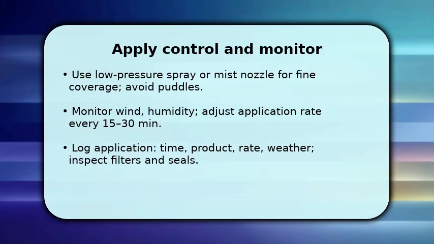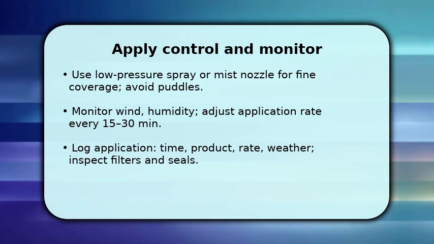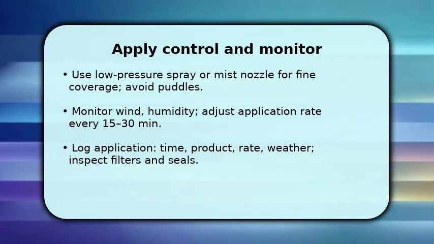You now focus on consistent application and observation. Start the mist or spray with a fine nozzle to wet particles without creating runoff. Make short, overlapping passes for uniform coverage. Once underway, monitor wind speed and direction and check humidity. Higher humidity reduces redusting, so you can lower spray frequency.